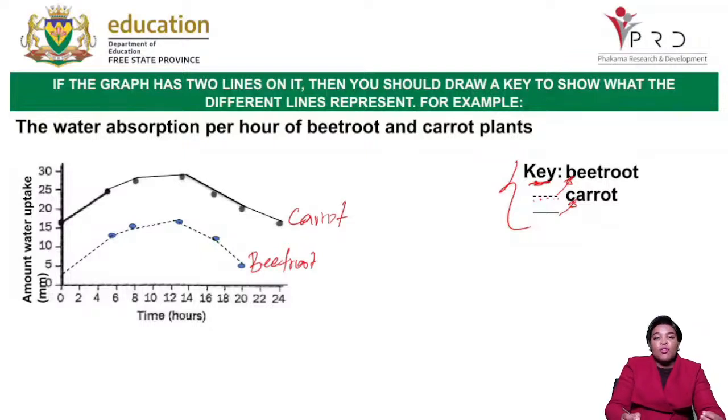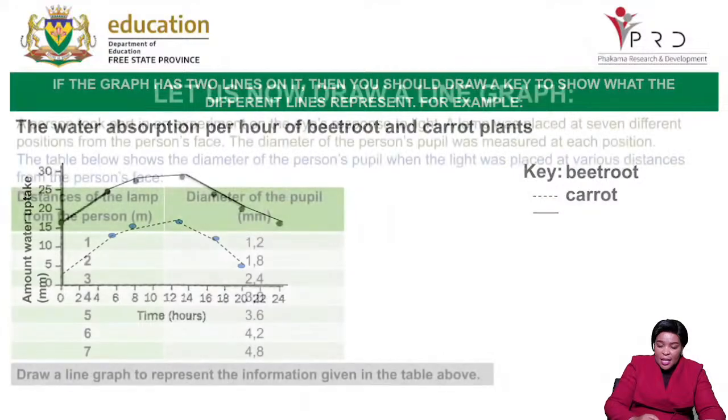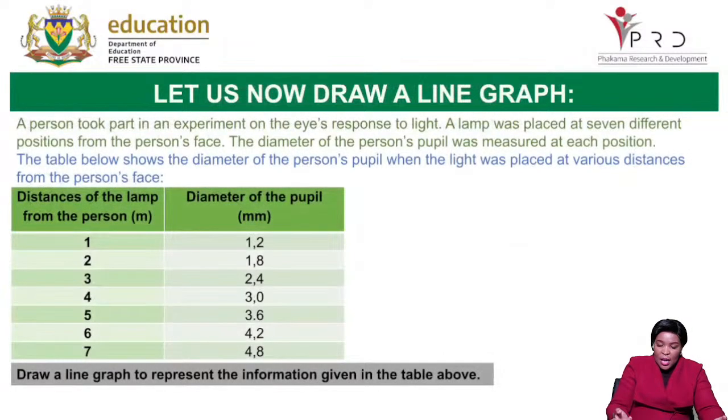So you see, you have drawn the two graphs on the same set of axes, but you used a key to identify which graph is which. So you must be able to use that key. Now, let us draw a line graph.